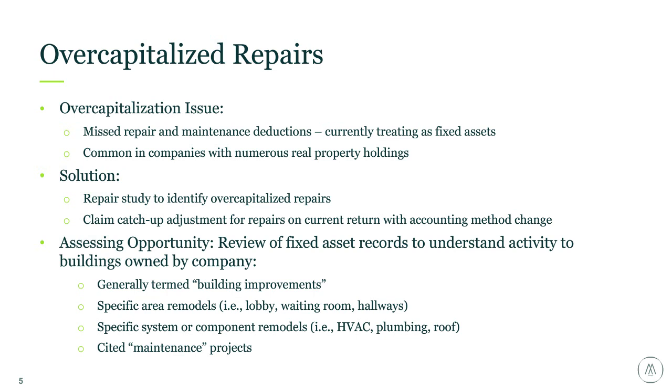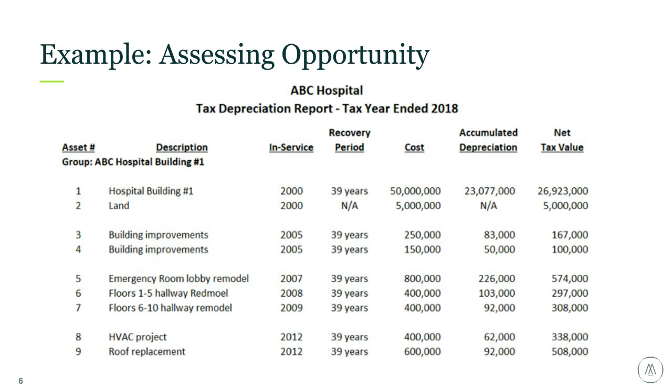All right, so here's an example. Let's assume a hospital building that was constructed in the year 2000 for $50 million. As you can see on the depreciation schedule, there were some costs capitalized as building improvements in 2005. Then there were some lobby and hallway remodels from 2007 to 2009, and then an HVAC project and some roofing work done in 2012. In the far right column, you can see that there's still quite a bit of net tax value left on these assets that were capitalized a few years after the original construction of the building.